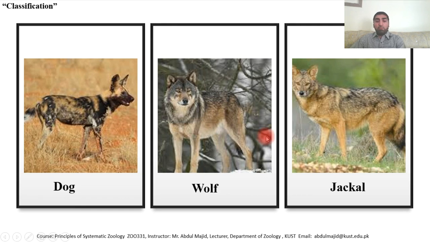They are different, but we place these three species on the basis of the similarities. What are the similarities? The presence of the canine teeth. We place them into a genus that is known as Canis. So we place these three species into one group which is known as genus. Why? Because of certain similarities.